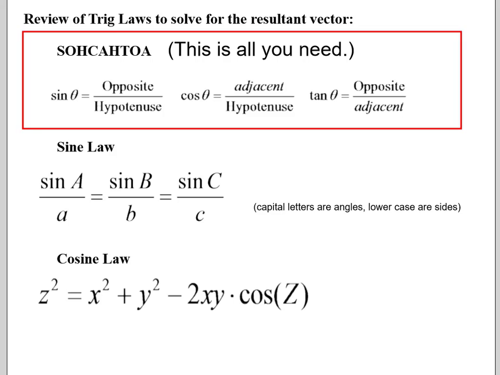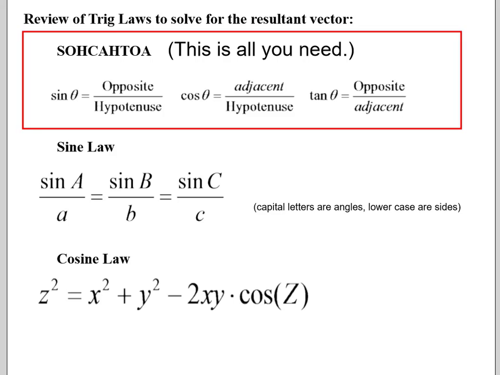Okay, we'll do a quick review of some of the trig you need. So SOHCAHTOA, these are the primary trig ratios in the red box on the top. That's all you need. So that's sine, cosine, and tan. Remember, they work with 90-degree triangles only.